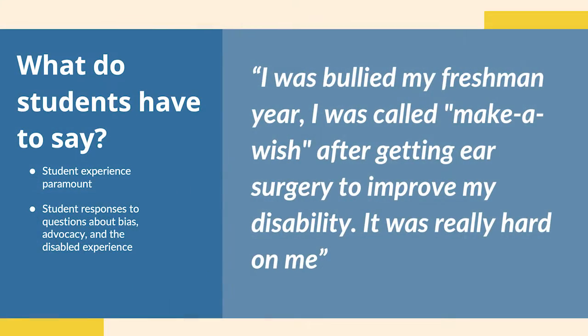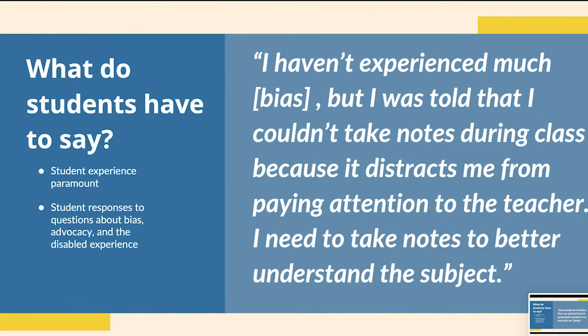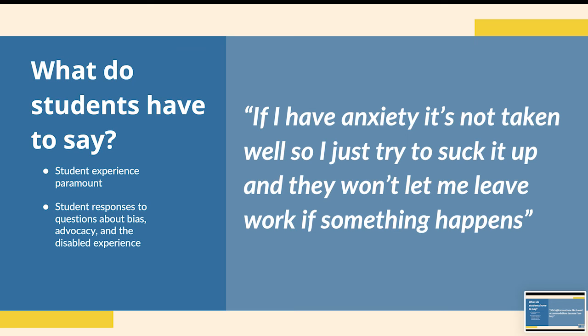Furthermore, I took some direct responses from qualitative data, asking students to discuss the harassment, bias, or inaccessibility that they had experienced on campus. This is what students directly have to say. This student reports bullying in their freshman year. This student reports harassment to this day of people not believing their disability. This student was denied access and accommodation that would allow them to further their education. This student believes that the 504 office treats them like they want accommodations because they are lazy. And this student talks about accommodations on work and trying to suck it up to compensate for their disability.